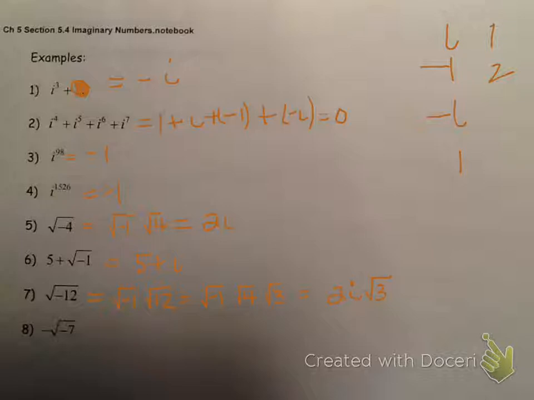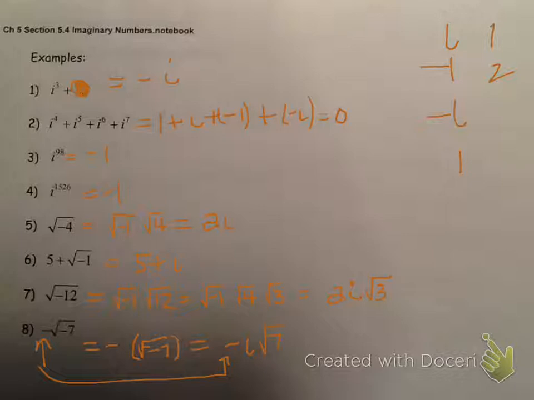So the square root of -7 is i square root 7. And of course we have the negative on the outside, which stays as a negative on the outside. So don't confuse the negative under the radical with the negative on the outside of the radical.